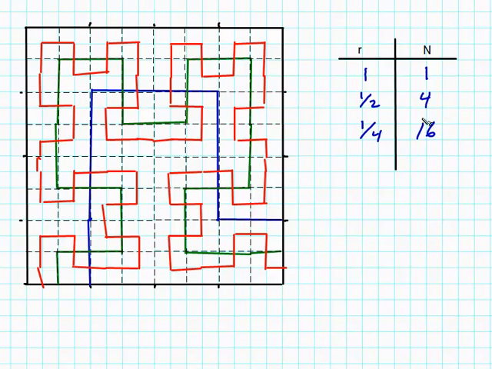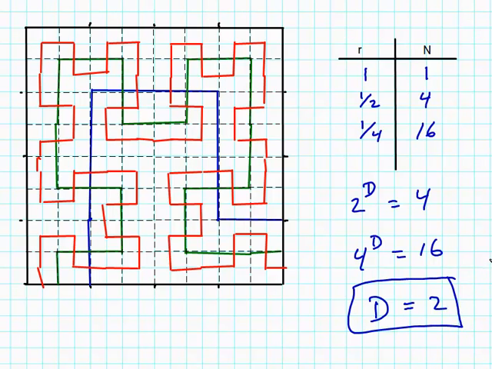Let's figure out the dimension according to our formula. So if I take the reciprocal of r, I get 2 to what power gives us 4? Or we could equally well say 4 to what power gives us 16? And notice in each of these cases, you can see without even using logarithms that d equals 2. So here is an example of a curve that actually has two dimensions, even though it's a curve.